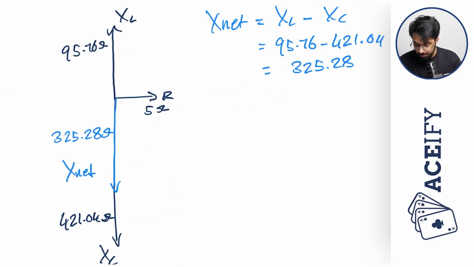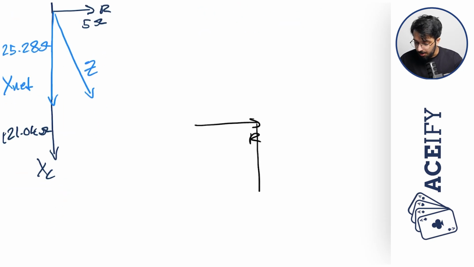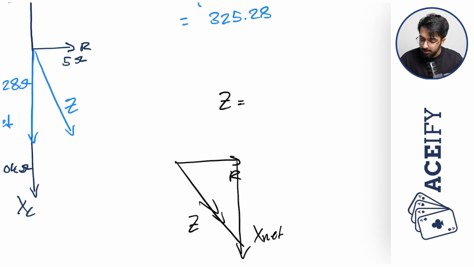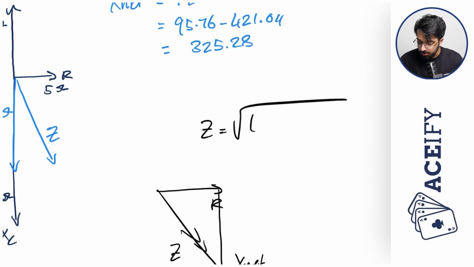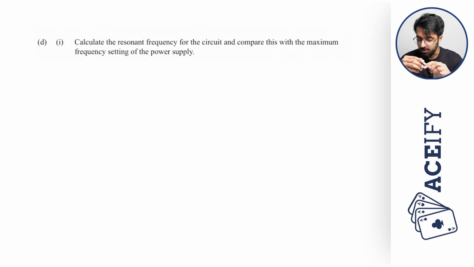And so therefore our total impedance is going to be like so, where we make a phasor diagram. So this is our R value, and this is our X net value, and this is our total impedance, which is the resultant vector. And so therefore our Z is going to be the square root of our X net, which is 325.82 squared, plus 5 squared, and this gives a value of 325.32 ohms.